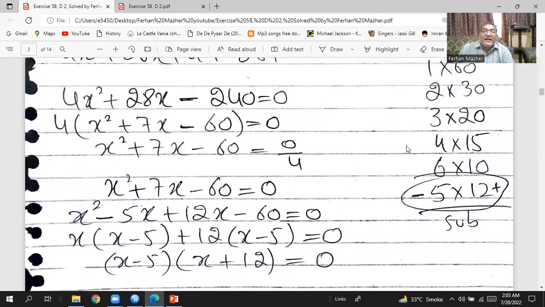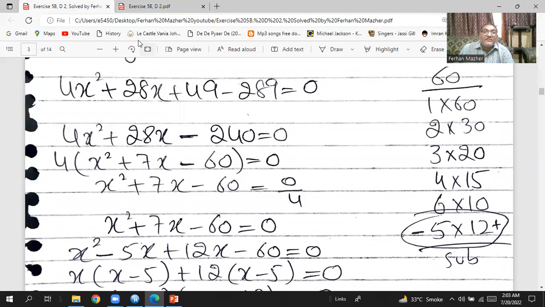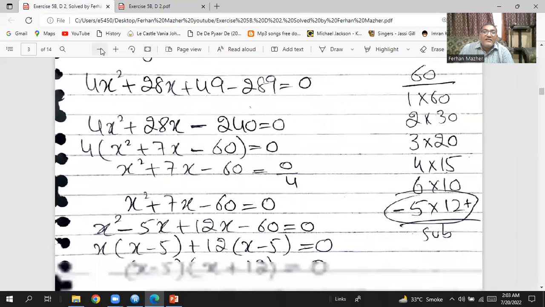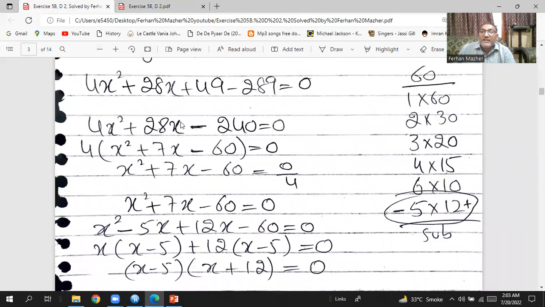What I have done here is I have written the factors of 60. The factors of 60 are 1 into 60, 2 into 30, 3 into 20, 4 into 15, 6 into 10, 5 into 12. With the third term, you have subtract sign, so I write as subtract. I want that pair which by subtraction will give me 7, that's 5 and 12. Because you want positive 7, the larger number will be given positive sign, the smaller number will be given the negative sign. So this is midterm breaking: x square minus 5x plus 12x minus 60 equals 0.